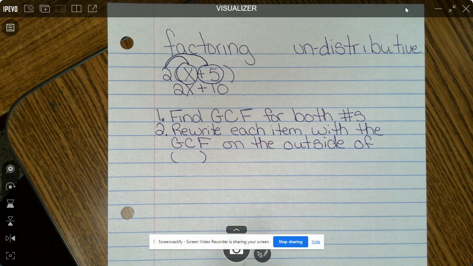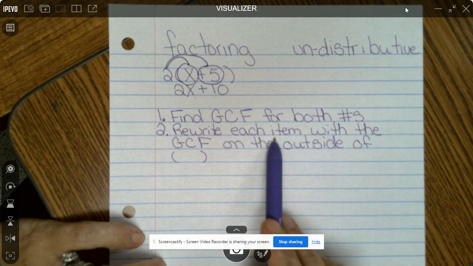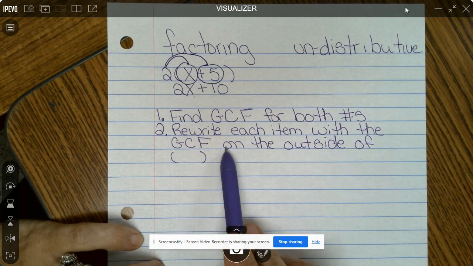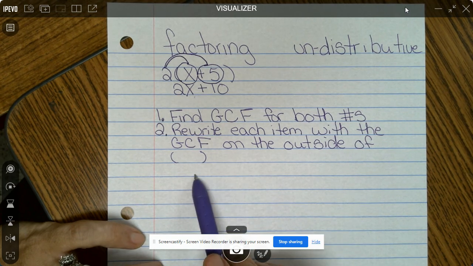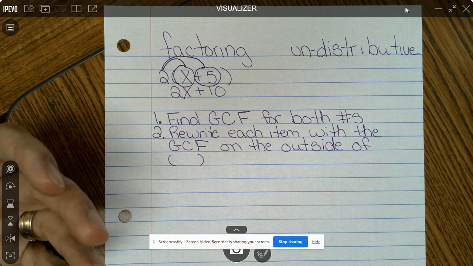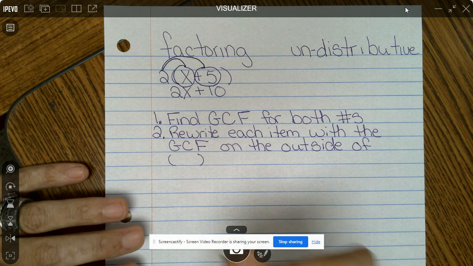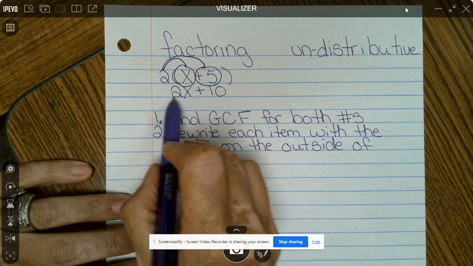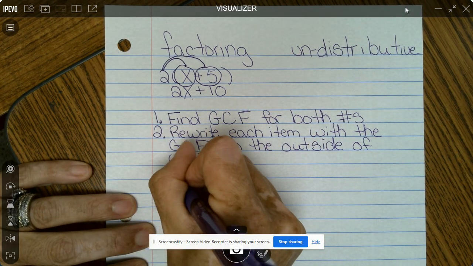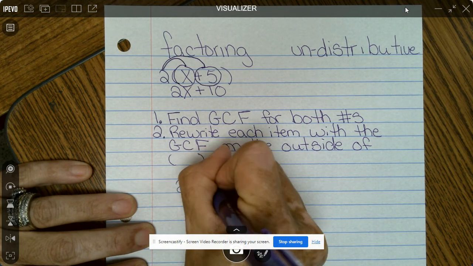So you're going to rewrite each item with the greatest common factor on the outside of the parentheses. So what does this look like? If we took our 2x plus 10, so let's take a look at this. So we got our 2x plus 10.